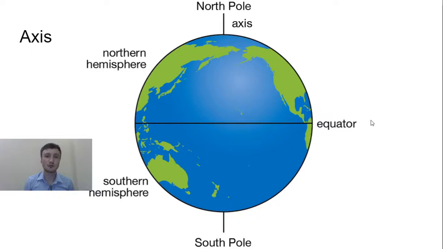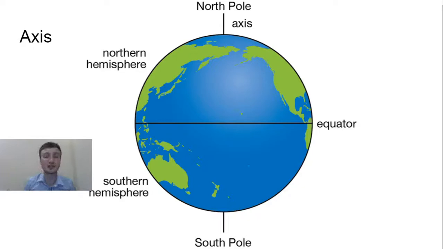Right. So we've got the axis. That splits it this way. But we've also got a line that runs round the outside. So this line splits it into two hemispheres. It's called the northern hemisphere. So that's like the top half of the planet, the northern hemisphere.